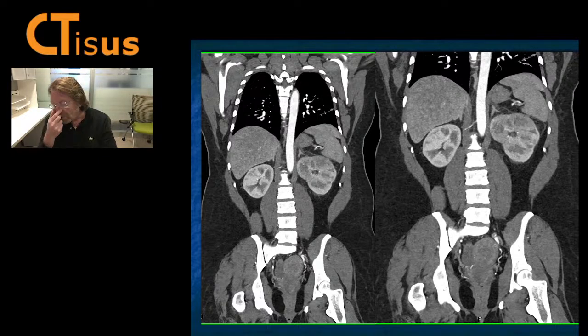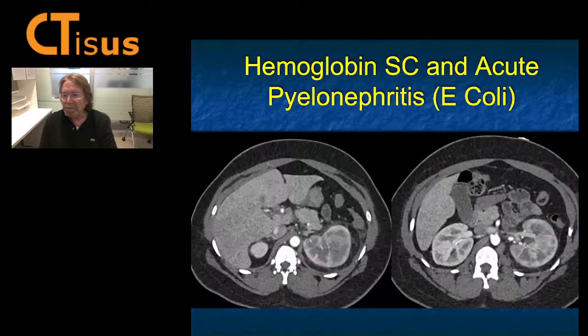Infarcts tend to be better defined. Infection, less well defined. Infection, also the kidney is larger. You see changes around the kidney. So what was the answer? Infection, acute pyelonephritis. Patients with sickle cell, pyelonephritis is not uncommon.